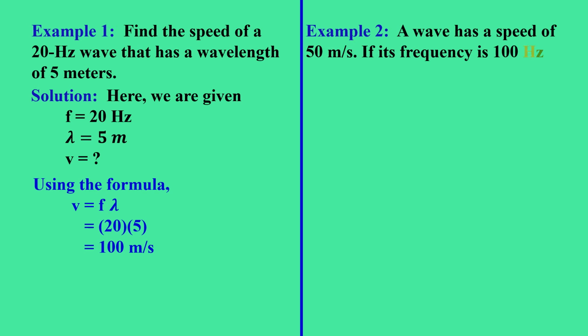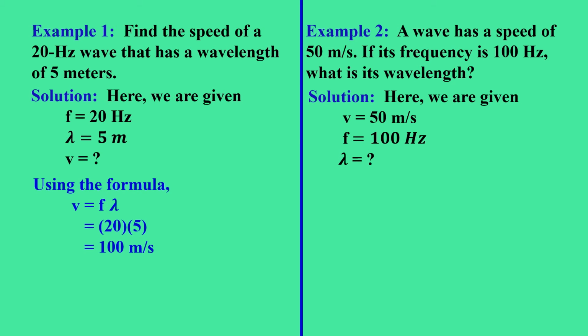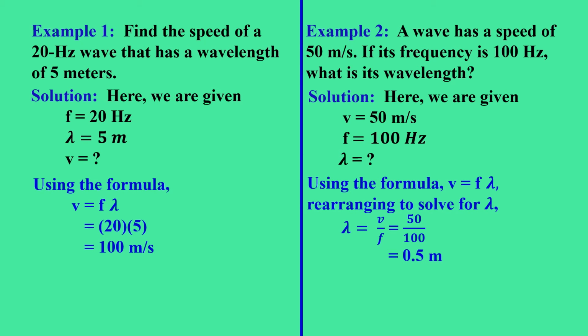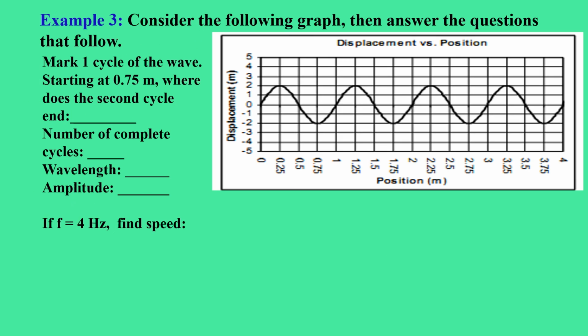Example number 2. A wave has a speed of 50 meters per second. If its frequency is 100 Hz, what is the wavelength? Here we are given the speed of the wave is 50 meters per second, frequency is 100 Hz, and you are required to find the wavelength. So, from the formula V equals F times lambda, rearranging to solve for lambda, we have lambda equals V over F, and substituting the values, lambda equals 50 over 100 or 0.5 meter.